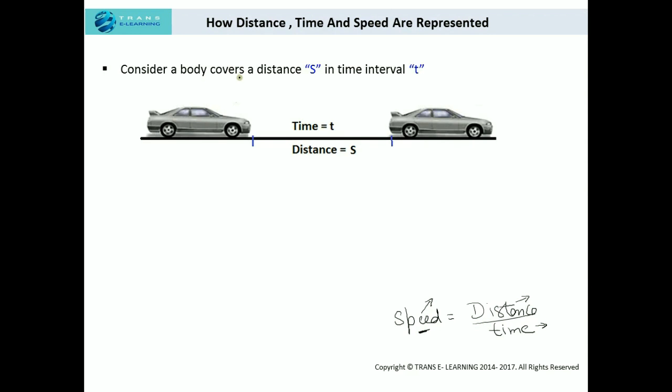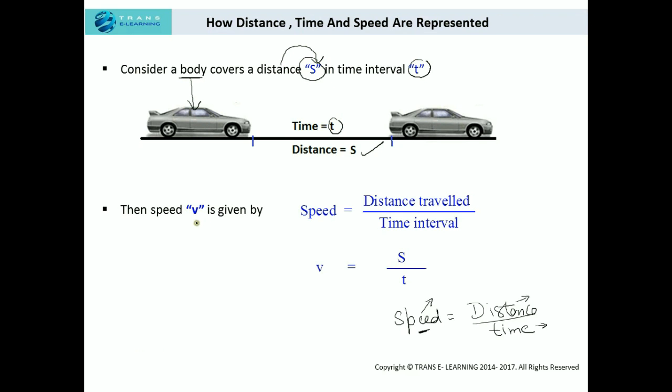Consider a body covers a distance s in time interval t. You can see here that we have taken an image of a car, and the body is the car in this picture, and it covers the distance s. That means for the distance we have taken the alphabet s, and for the time interval we have taken the alphabet t. So if we know the distance, that is s, and the time interval t, then how can we calculate speed?